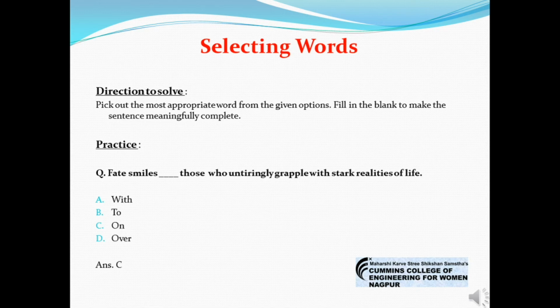And we'll see the answer. Fate smiles on those who untiringly grapple with stark realities of life. So here preposition on is the correct answer.